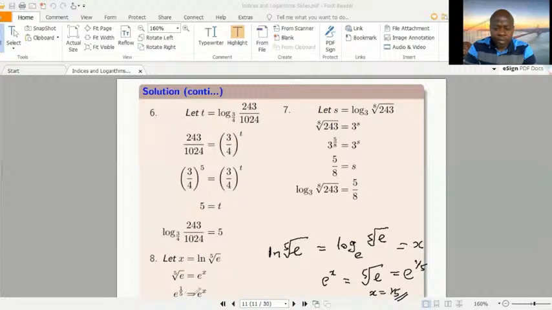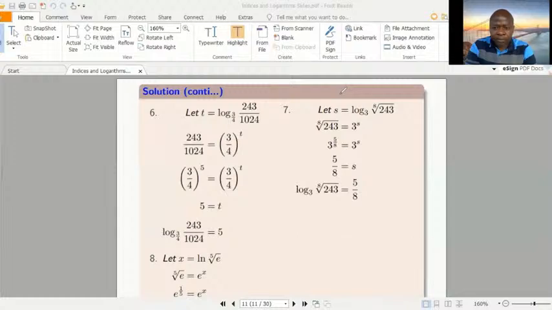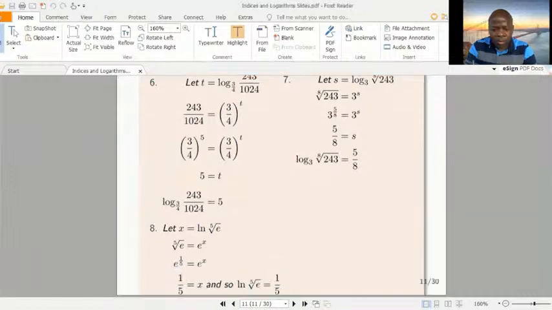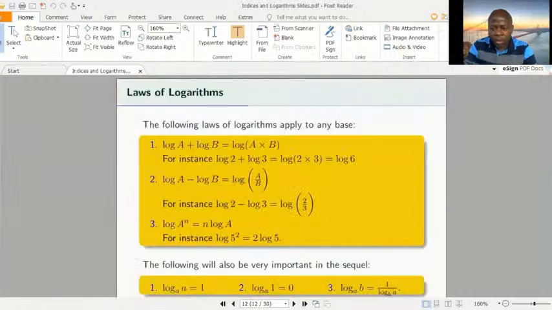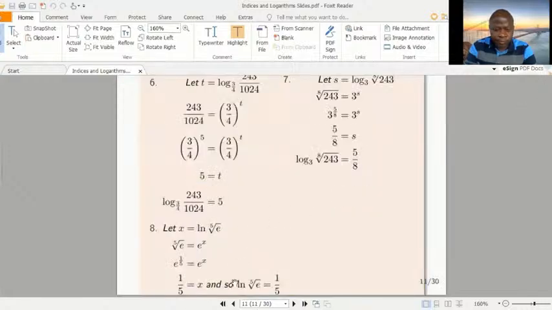From me, I don't think I concluded. Let me just check if I did the conclusion. Yes. Oh yeah, I did the conclusion that x would be 1 over 5.